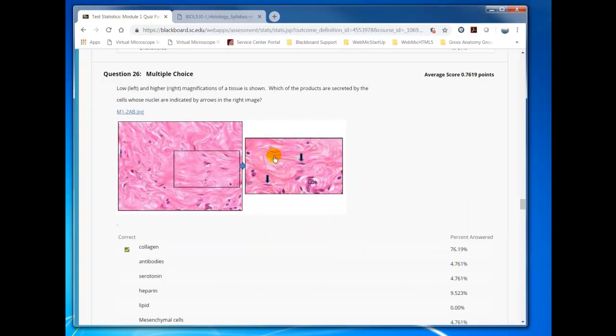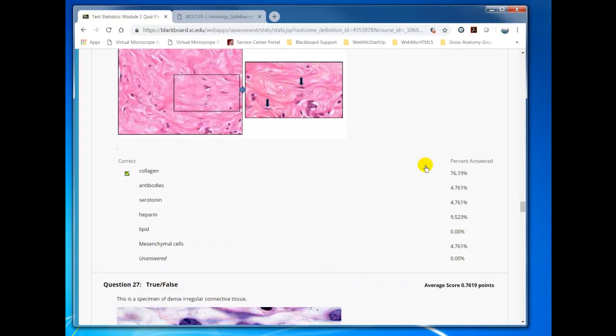Here's an image, lower left and higher right magnifications of tissue is shown. Which of the products are secreted by the cells whose nuclei are indicated by the arrows on the right? Well, that's collagen, and that's very typical. Elongated nuclei next to acidophilic or eosinophilic staining with hematoxylin and eosin is very characteristic of collagen.